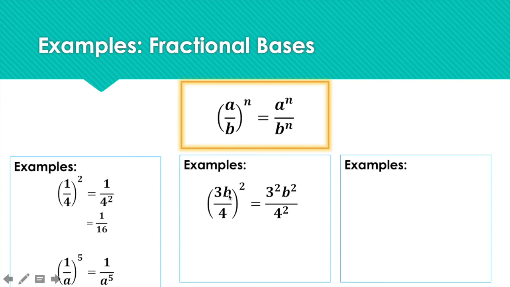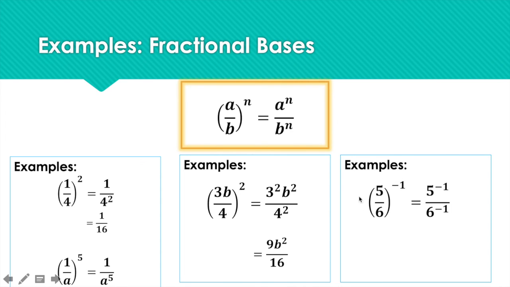Here, 3b over 4 squared, everything in the bracket, so every part of the numerator. So the 3 gets squared and the b gets squared, as well as the 4. Now, 3 squared is 9 and 4 squared is 16, so we can further simplify that to 9b squared over 16.